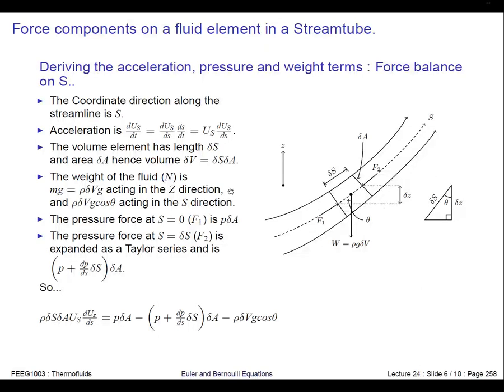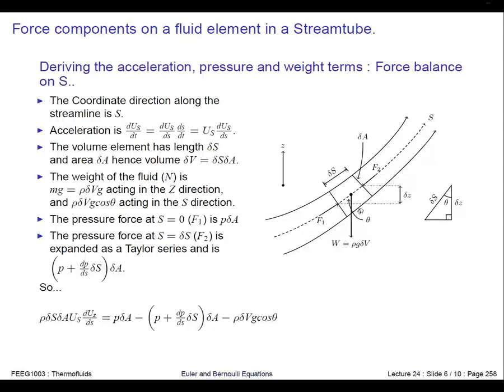Okay, and I've said the length of my fluid element is ds, and the cross-sectional area is dA, and so I can define my volume of fluid as ds times dA, and I can say that the weight of the fluid is the mass times gravity, and the mass is the density times the volume, and this force is acting in the z direction. So if that's the z direction up, then my gravity vector is going to be acting in this direction, and I'm doing a force balance, remember, in the s direction.